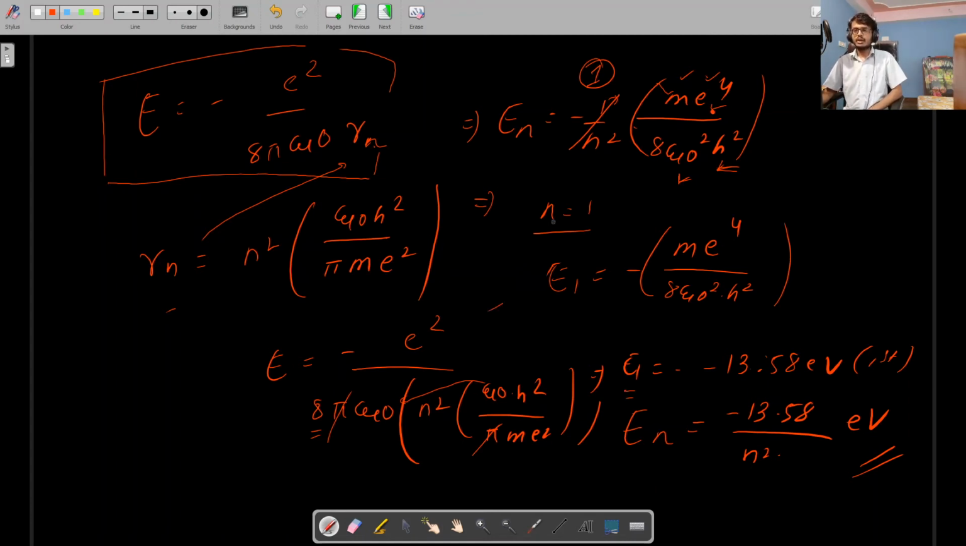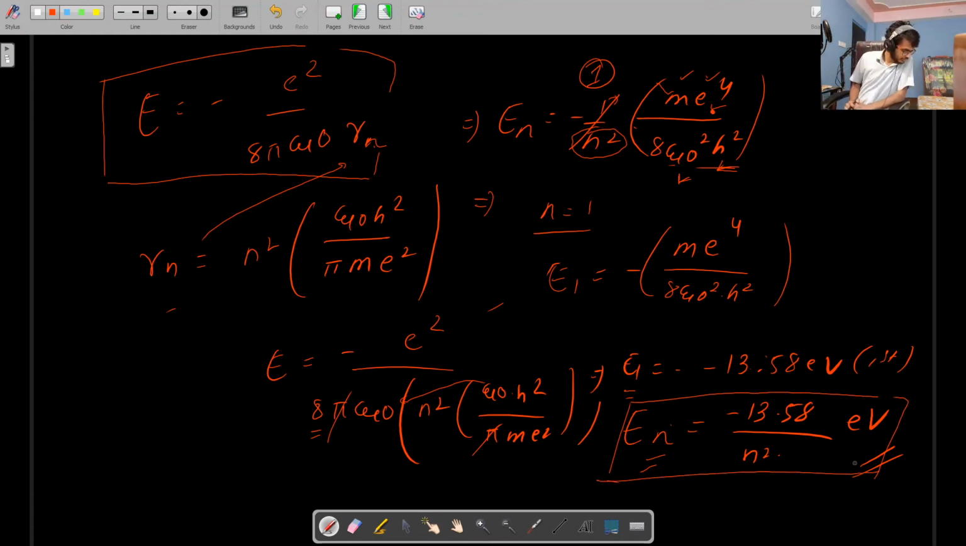Now if I change the orbit, if I change n from 1 to 2 to 3 to 4, etc., nothing will change, right? e is a constant, m is a constant, epsilon naught is a constant, h is a constant. So the only thing that's changing is n squared. So the energy of the nth orbit can be generalized as minus 13.58 divided by n squared eV. Is it clear, this part? This is not there in the syllabus.